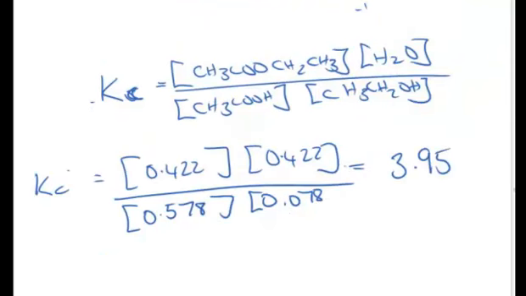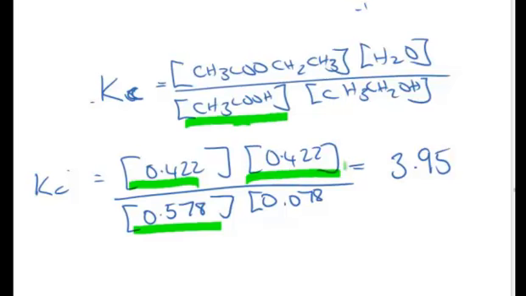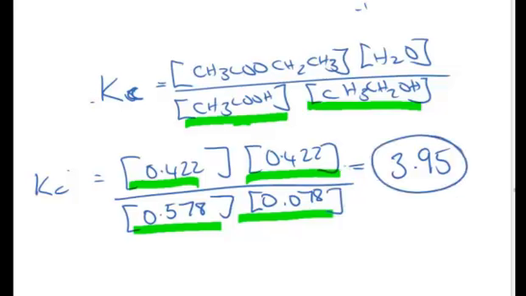Okay, so now if we just set that up again and change it in terms of putting numbers in, we just replace it with 0.422, 0.578 for the ethanoic acid, and for the ethanol we have 0.078. I should have had another square bracket around that, but anyway, we get a whole number of 3.95.